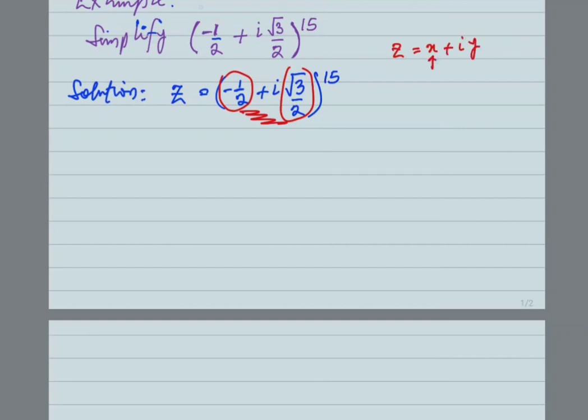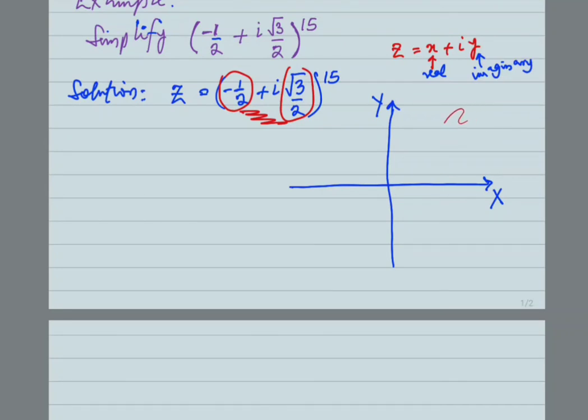So this one is the real part, and this one is the imaginary part. The real part will be on the x-axis, and the imaginary part will be on the y-axis. If you now do that, we call this one Argand diagram. So you have this as origin.